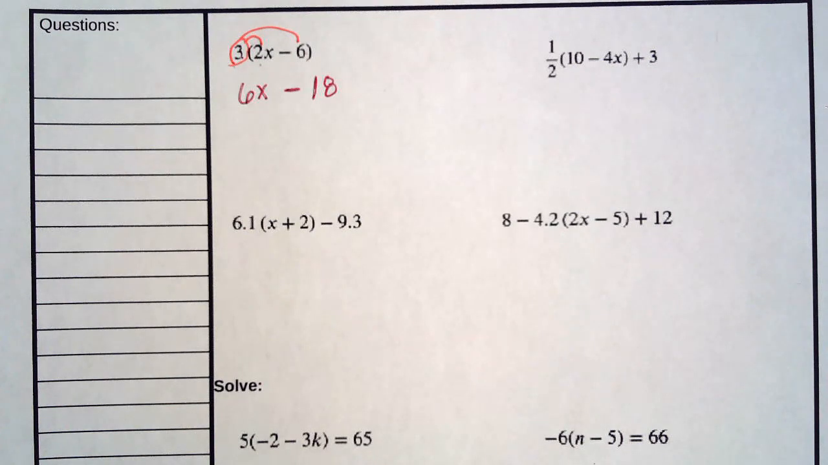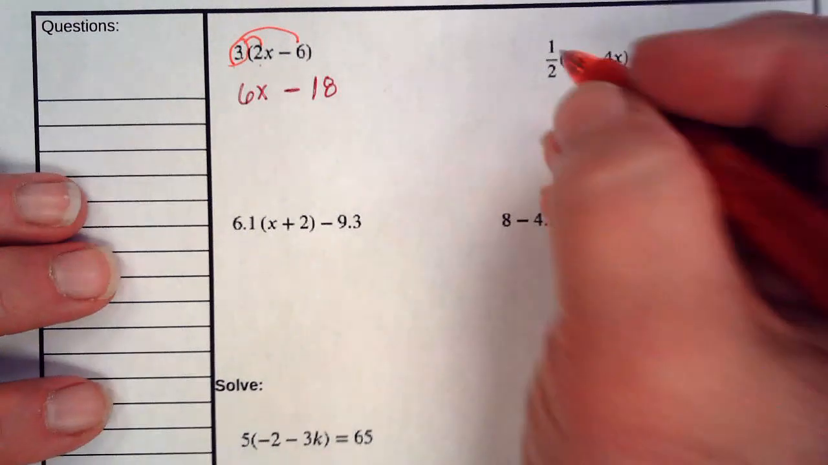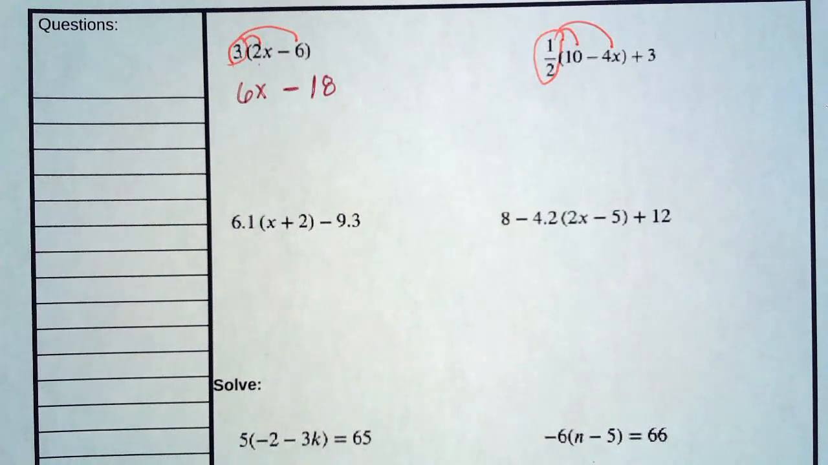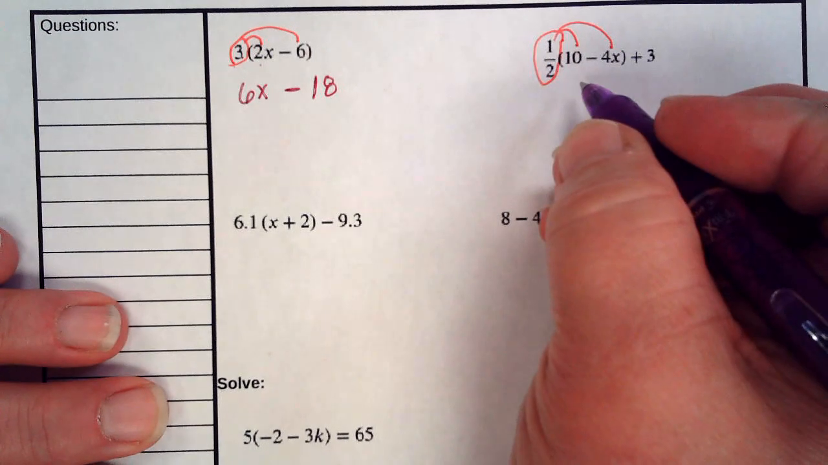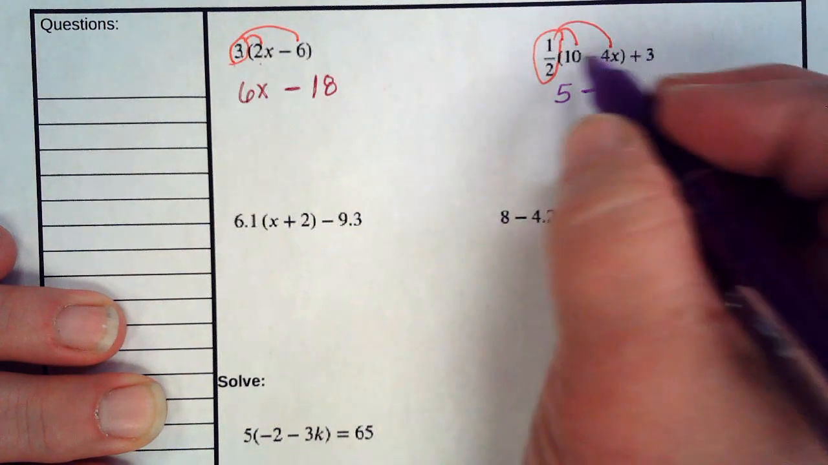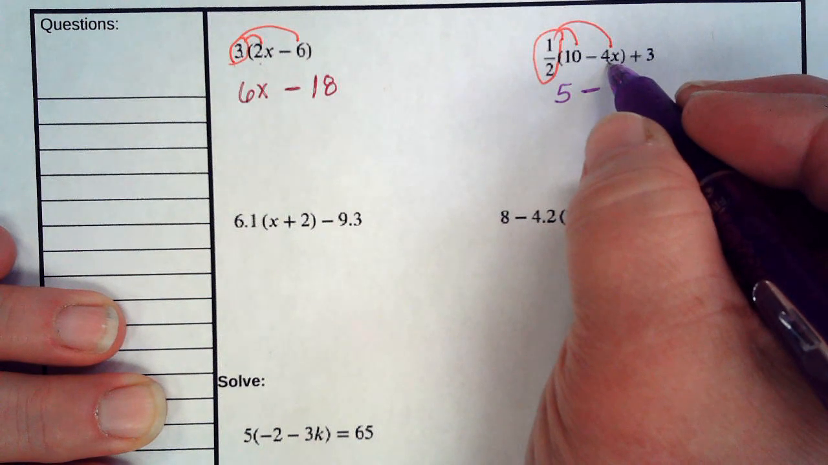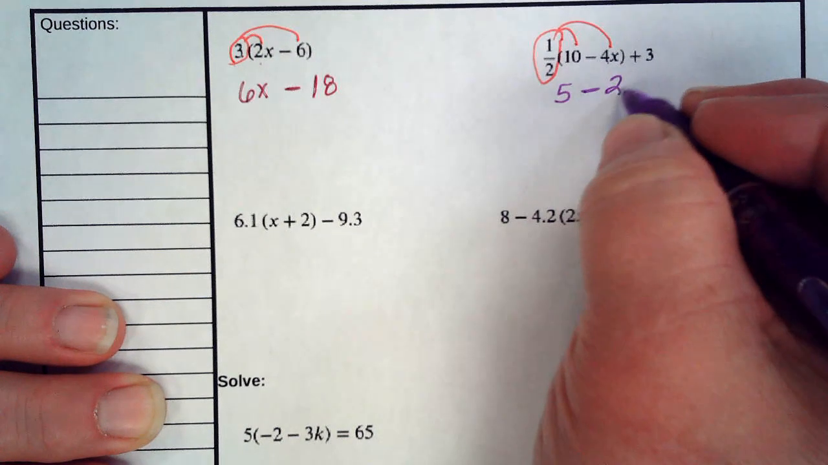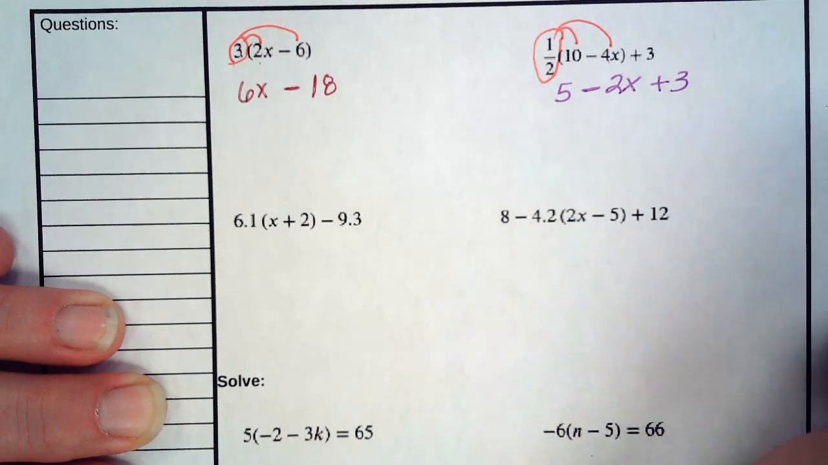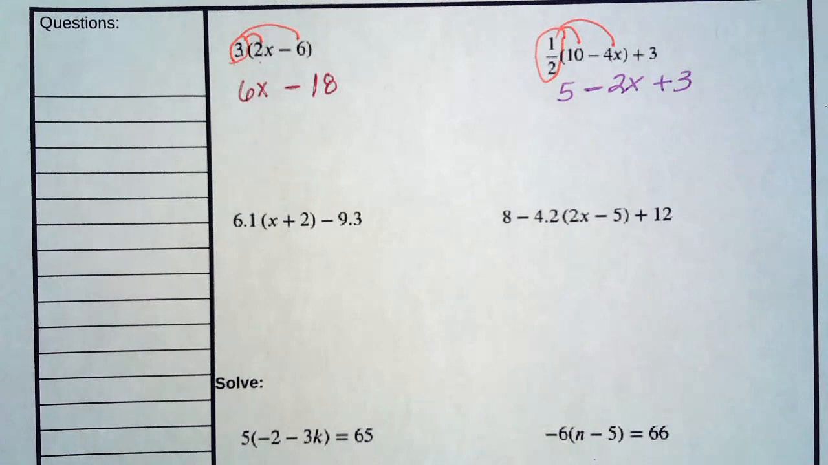We're multiplying by 1/2. We've got two terms inside. What is 1/2 of 10, or 10 divided by 2? That gives me 5. Minus, what is 1/2 of 4? 4 divided by 2 is 2, so it's 2x plus 3. The 3 is outside the parentheses. We do not change it.